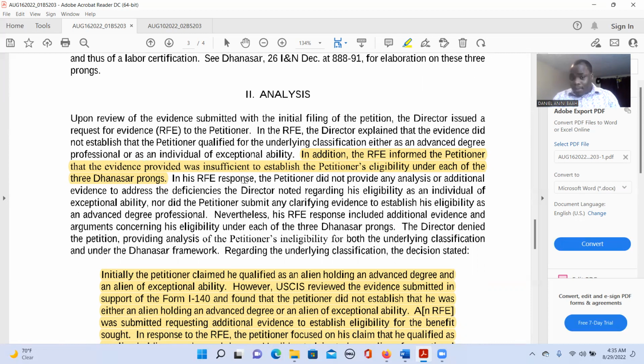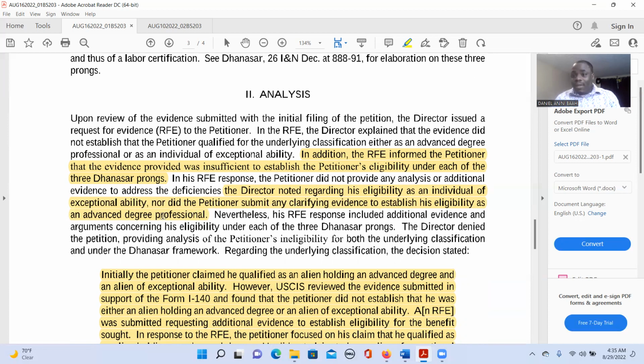In his RFE response, the petitioner did not provide any analysis or additional evidence to address the deficiencies the director noted regarding his eligibility as an individual of exceptional ability, nor did the petitioner submit any clarifying evidence to establish his eligibility as an advanced degree professional. So this is what I was talking about.